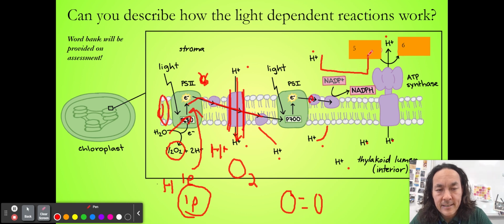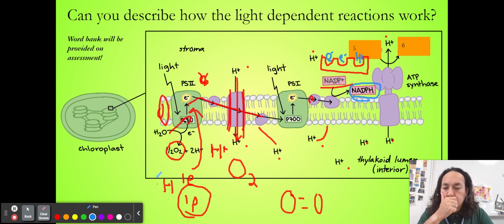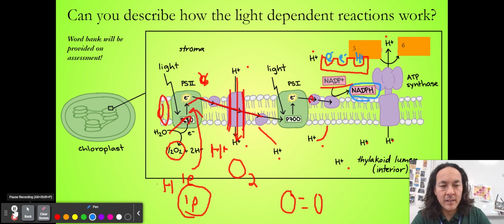NADP+ looks like a taxi cab that has 3 open seats. NADP+ is the empty cab. NADPH is when the seats are filled. So now we're going to add an electron. Oh, that's a janky electron. An electron and an H+. And students, now we have, excuse me, NADPH.